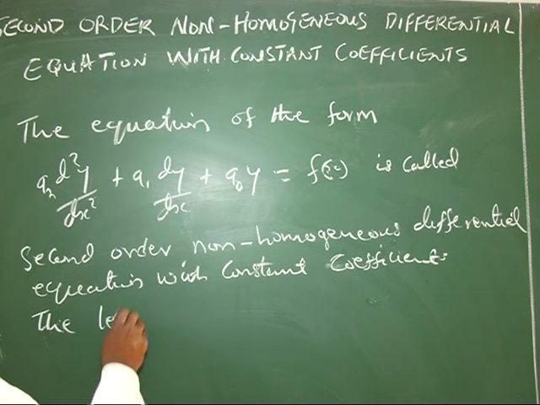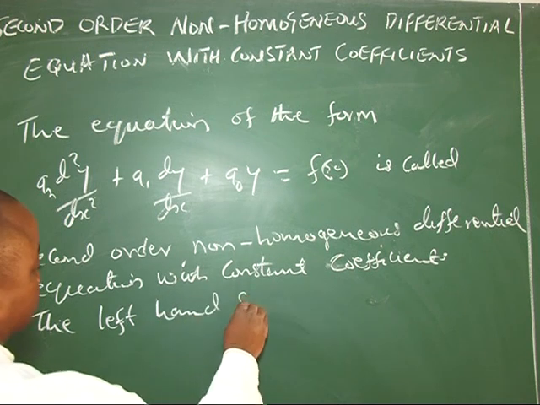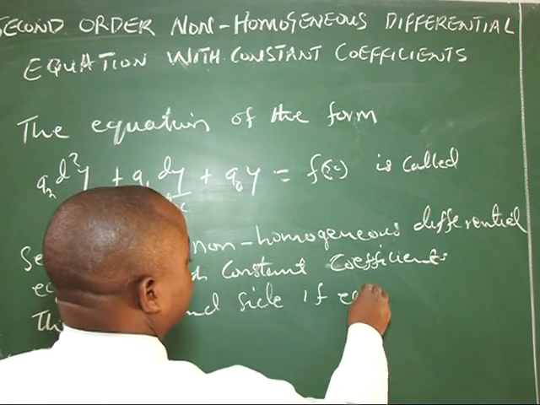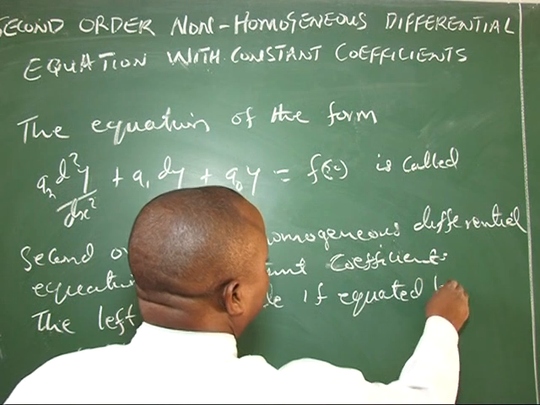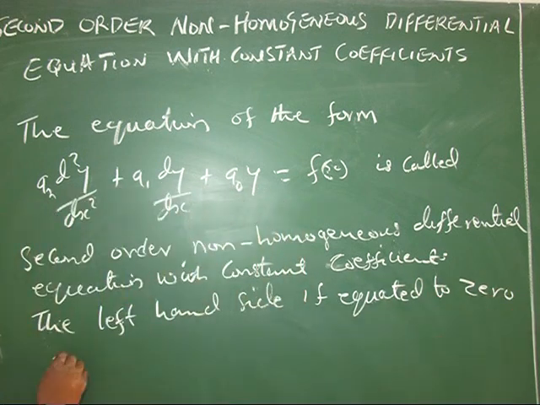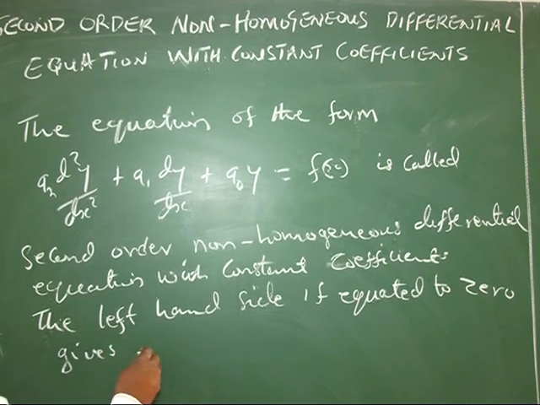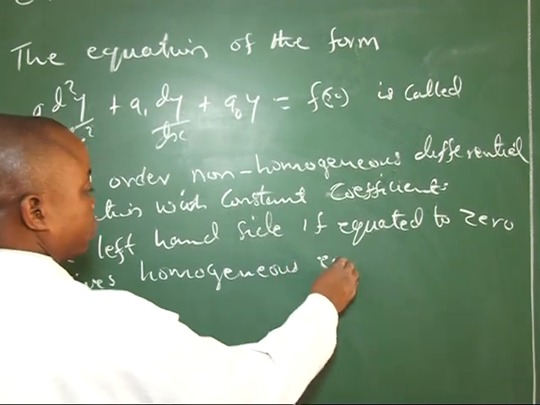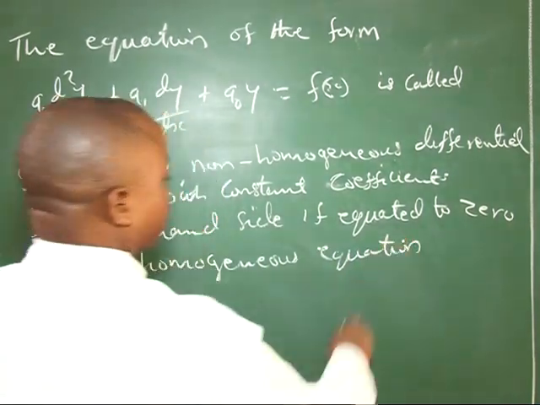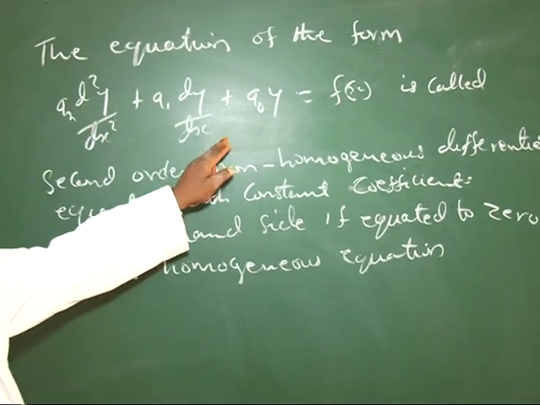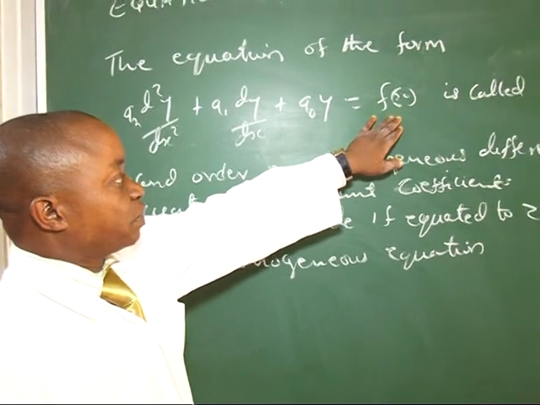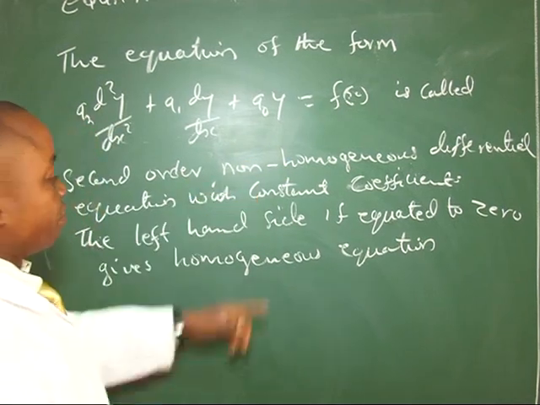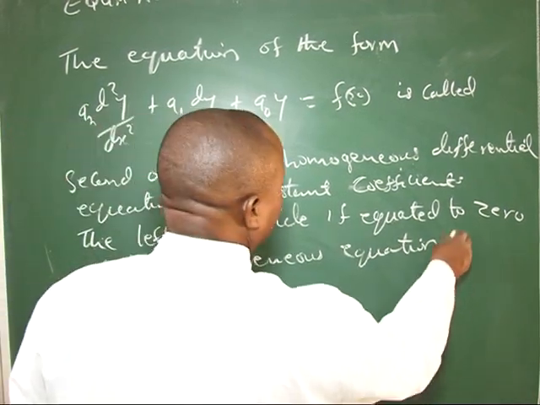The left hand side, that is this side, if equated to 0, gives the homogeneous equation. Now this side, suppose we equate it to 0 without this one, we get back the homogeneous equation that we are solving. So the left hand side, when equated to 0, gives the homogeneous equation. Okay.